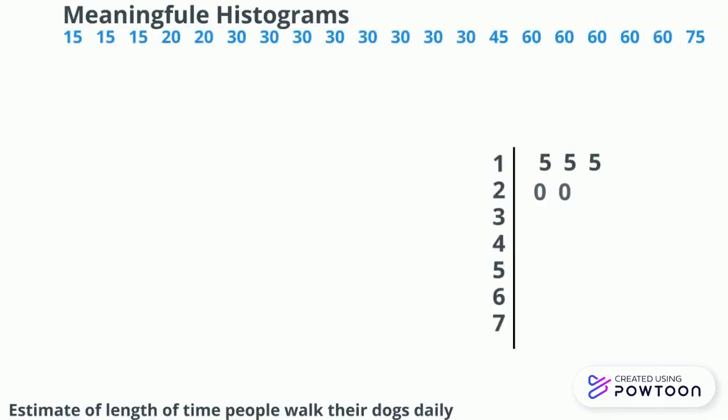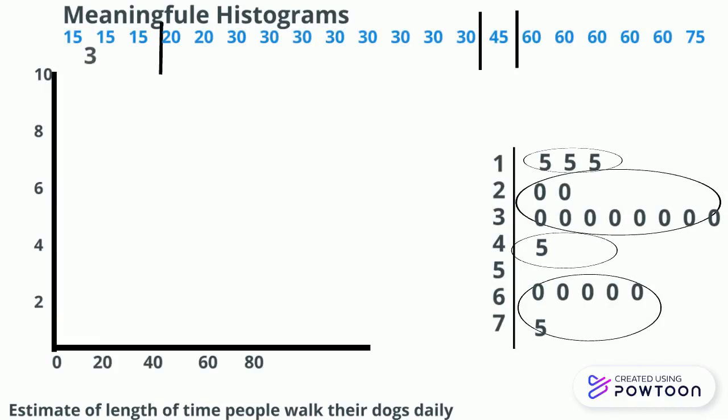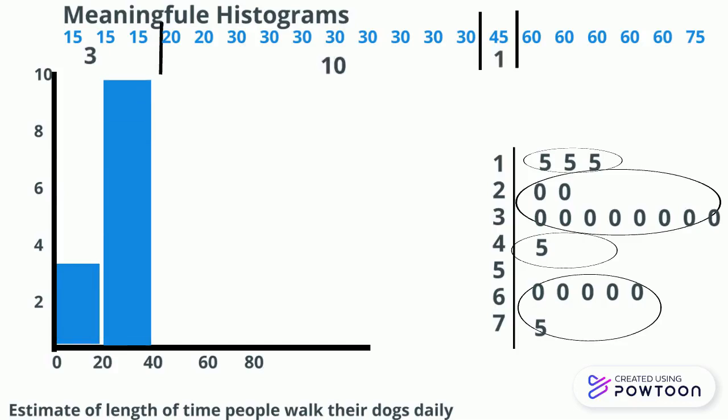Once again, we're setting up in intervals of 20 minutes. This time we're looking at the estimated length of time that people predicted they walked their dogs daily. And then we will compare it to their actual walks on Wednesdays in the next graph.